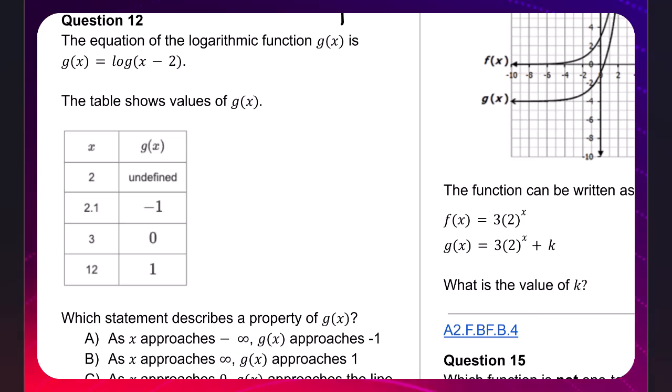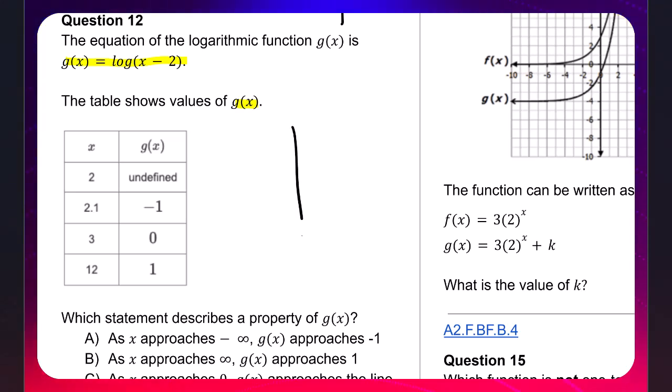Okay, question number 12. You really have to pay attention to the details in the instructions because this one looks like question 11, but it is different. It actually gives you the equation of g of x, and then it also shows you the values of g of x. So this is the same thing. They are not talking about two different functions this time. So what I'm going to do, I'm actually just going to use transformations. I don't really need the chart or that table.